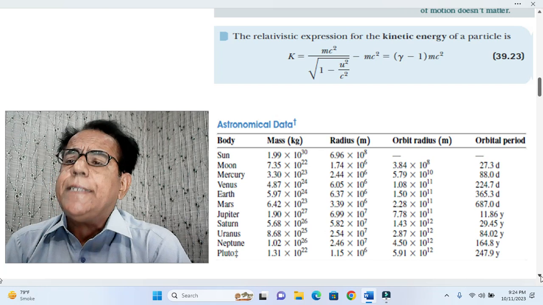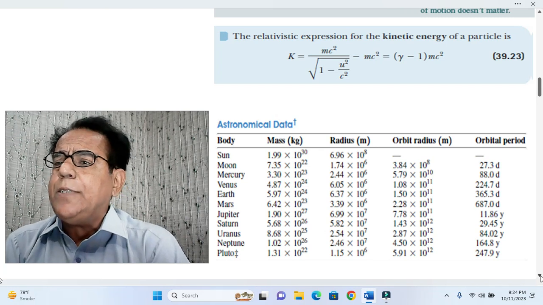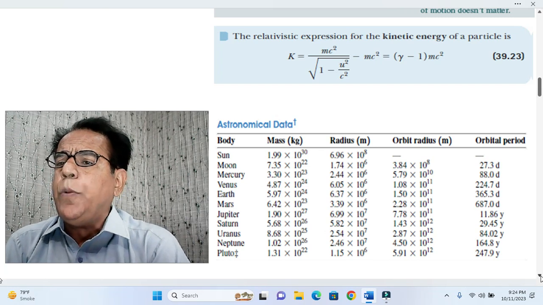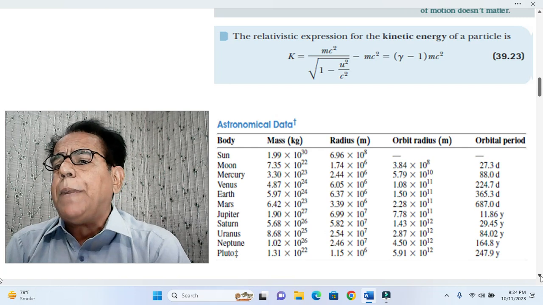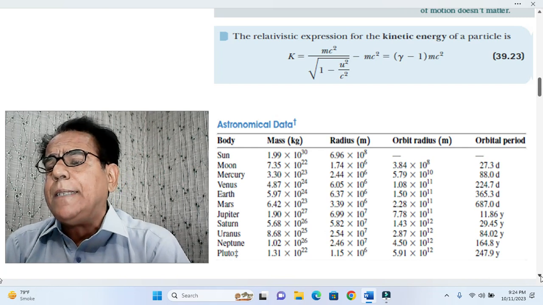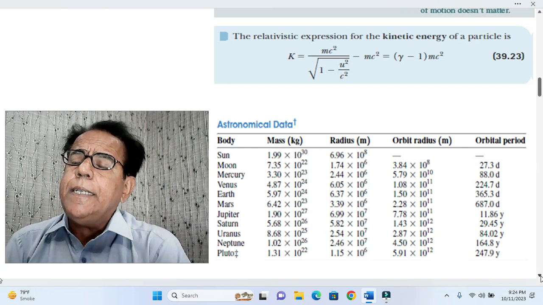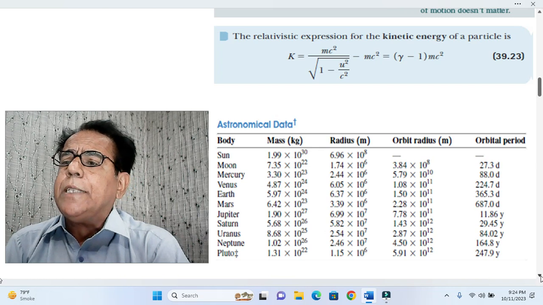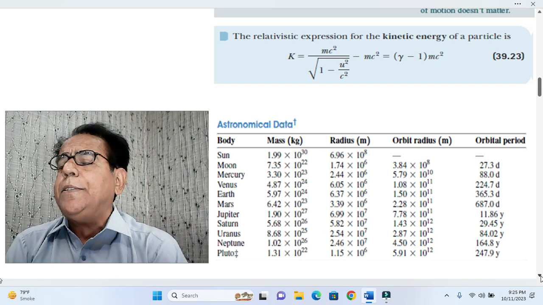Next snapshot is about relativistic kinetic energy. The relativistic expression for the kinetic energy of a particle is k equal to mc square over the square root of 1 minus u square over c square, minus mc square. This alternatively becomes equal to gamma minus 1 times mc square, where gamma is the Lorentz factor.